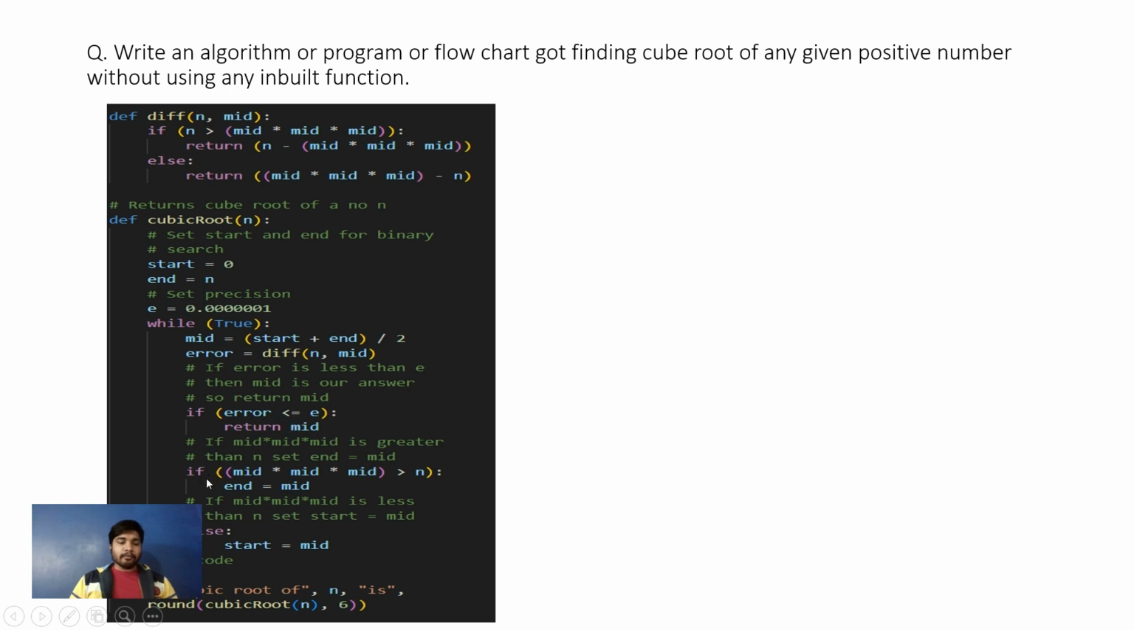If mid cubed is greater than n, set end equal to mid. If mid cubed is less than n, set start equal to mid. Else start equals mid. Driver code: n is equal to 3. Then print cube root of n, that is, calling this function. Thank you.